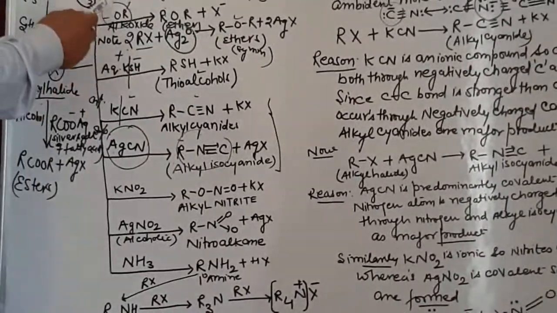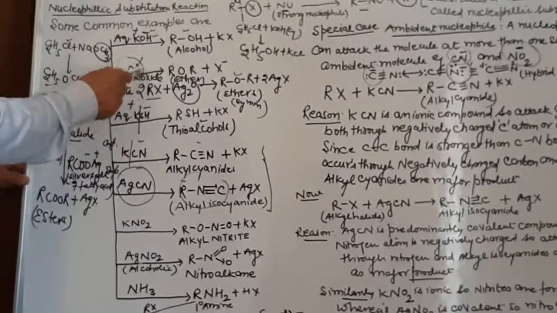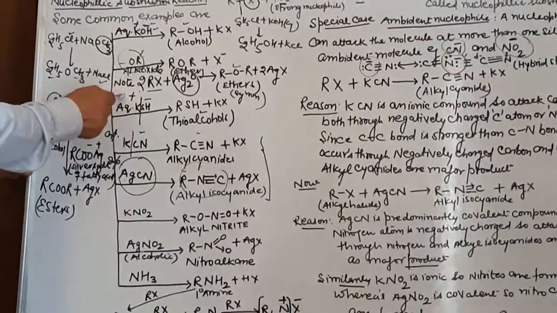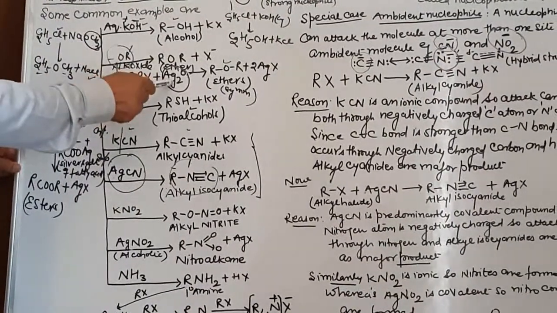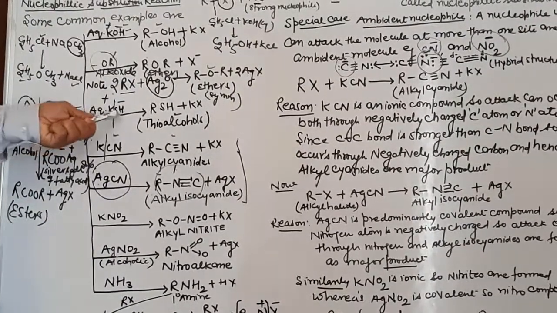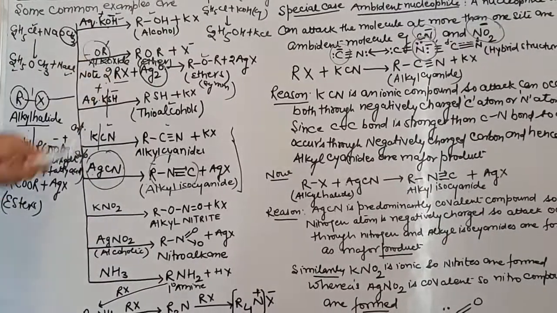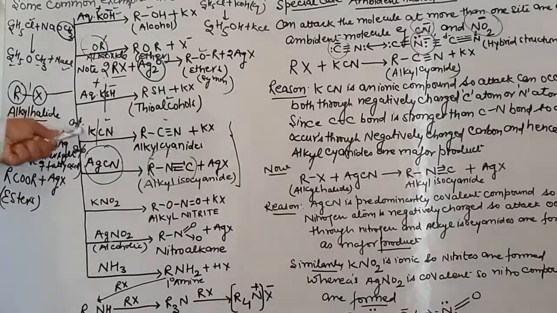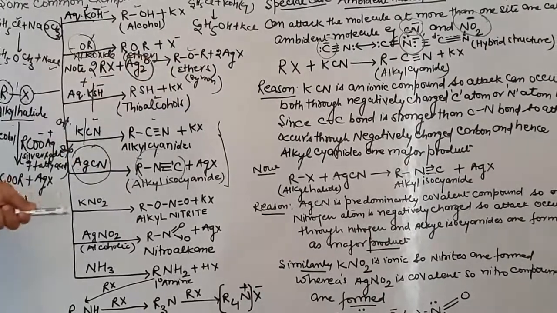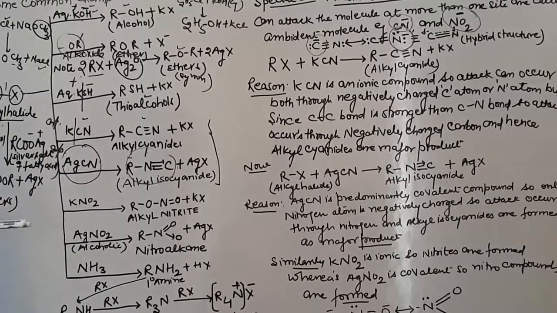So alkyl halide when made to react with aqueous KOH, what is formed? Alcohol. Alkyl halide when made to react with an alkoxide ion, for example sodium methoxide, what is formed? Ether. To prepare a symmetrical ether, 2 molecules of alkyl halide are made to react with silver oxide, and this will result in the formation of a symmetrical ether. With potassium hydrogen sulfide, it results in the formation of thioalcohol. And what was the nucleophile over here? It was SH negative. Now this alkyl halide when reacted with KCN results in the formation of alkyl cyanide. The reason has been explained to you. When alkyl halide is made to react with silver cyanide, it will result in the formation of alkyl isocyanide.